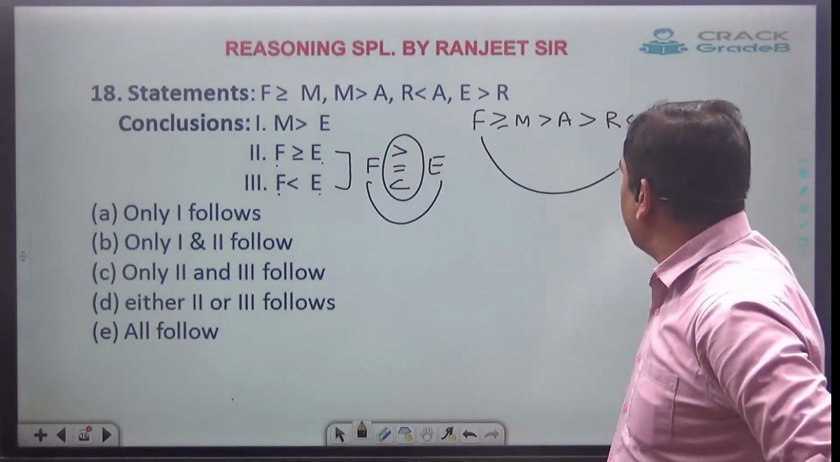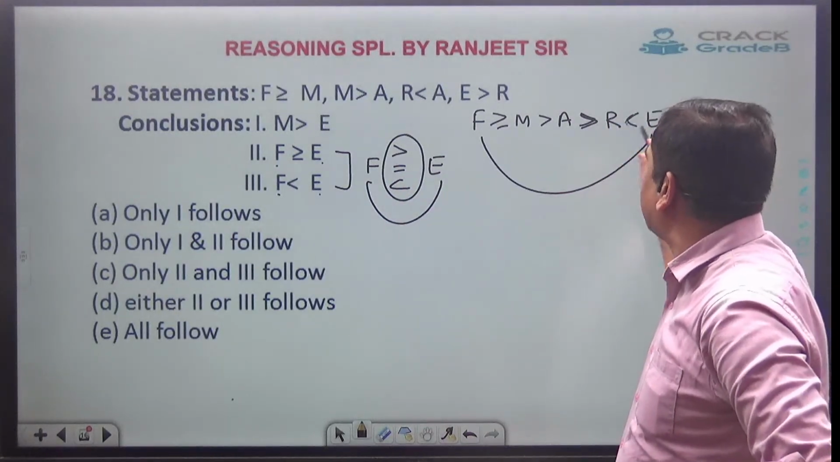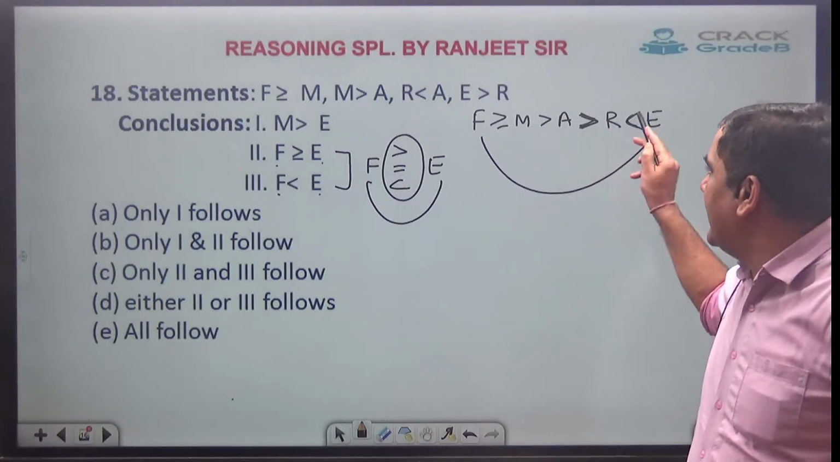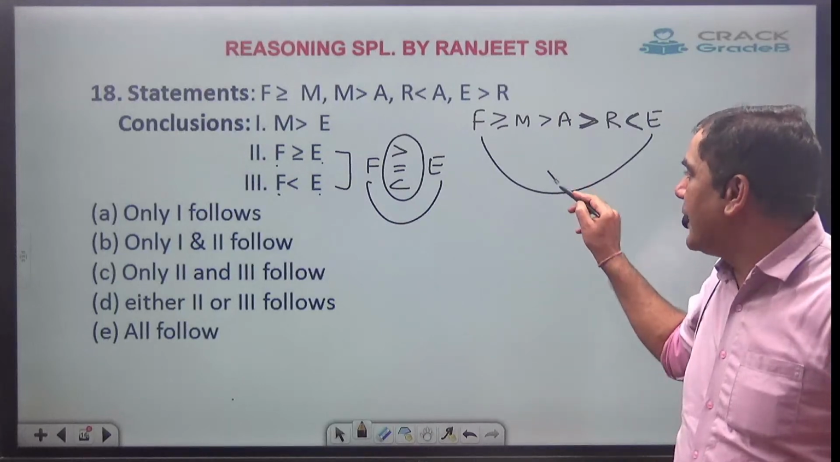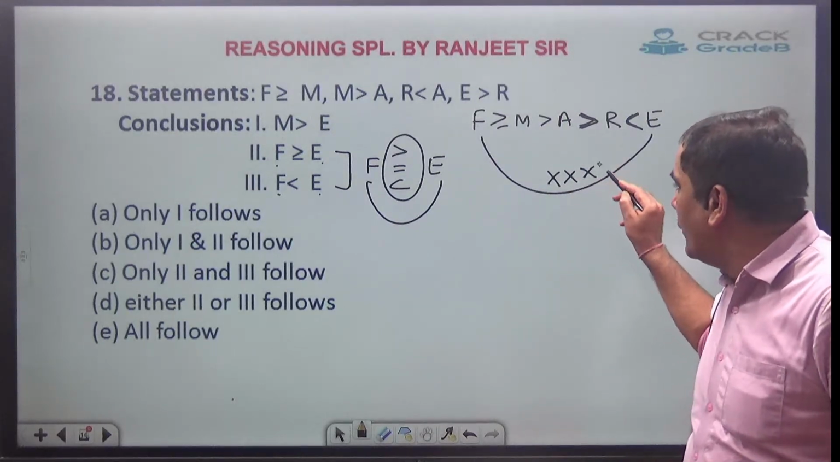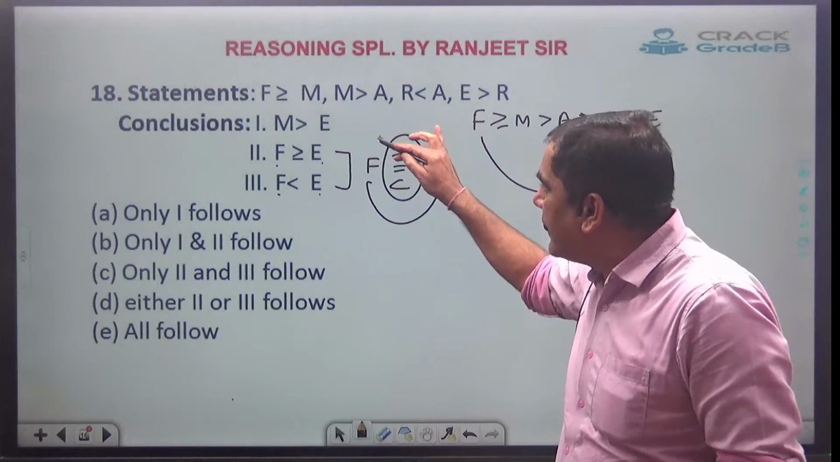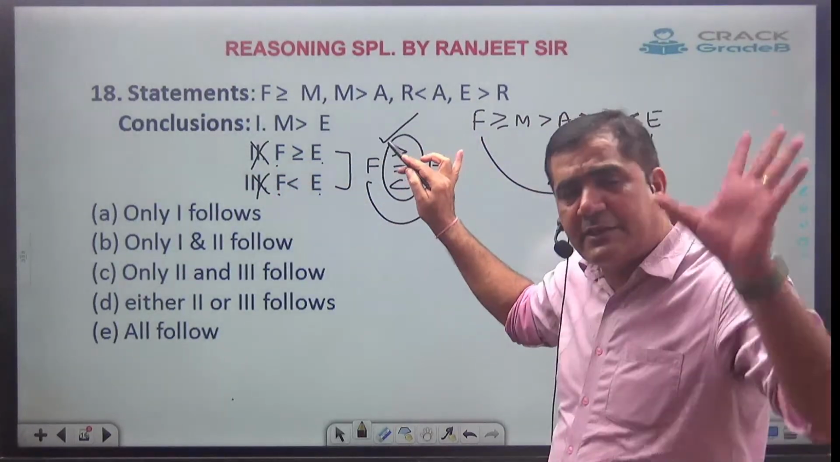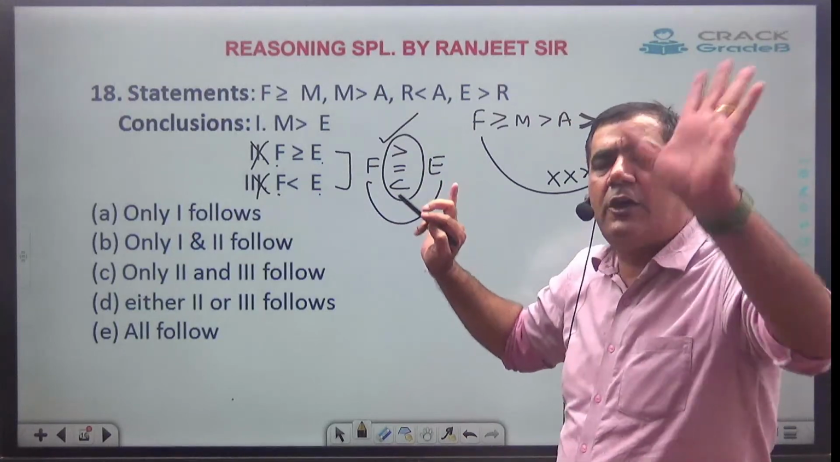Now just see over here, F and E. Both the faces have come. Means what? They don't have any relation. And if they don't have any relation, they must have either or. Correct. So the answer must be either second or third. This is 100% correct. Either or has to be over there.